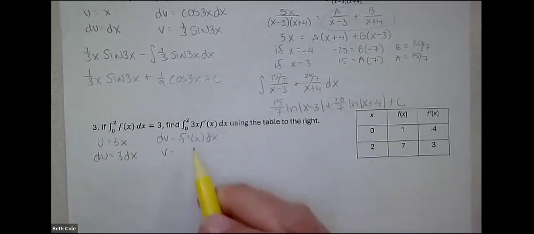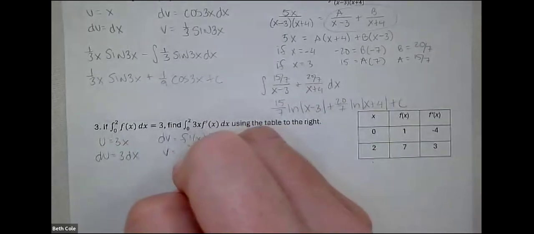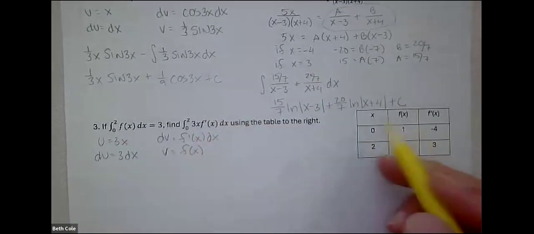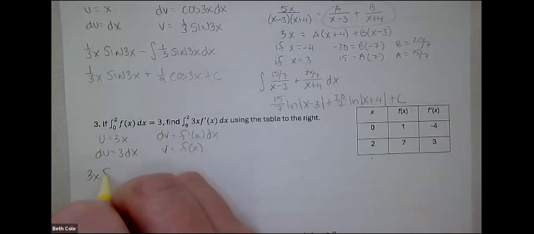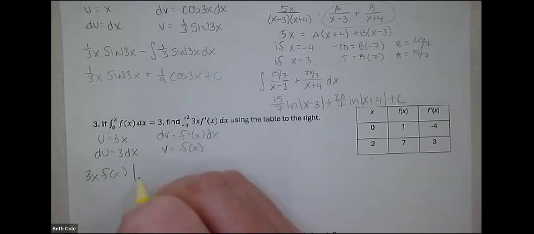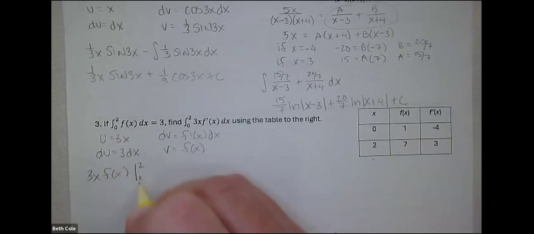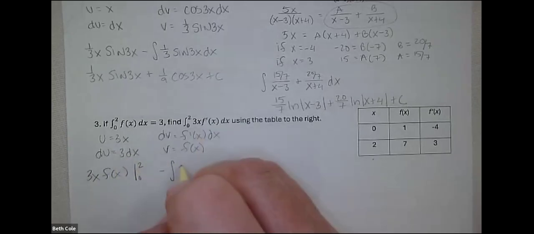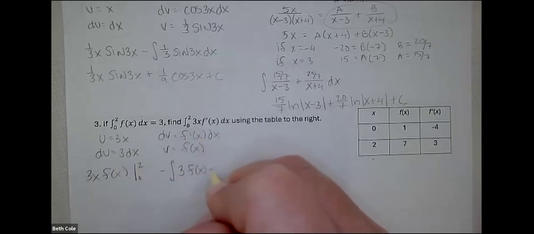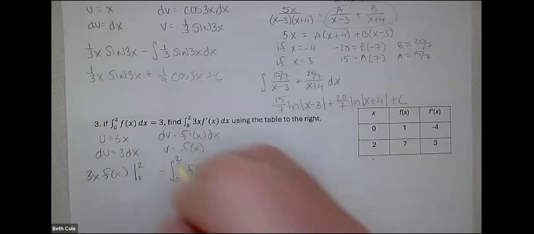When you do your antiderivative, since this is f prime, when you go backwards, you just get f of x, which is good because that's in the table. So if we multiply across this way, we're going to get 3x f of x such that 0 to 2. So that part's done. We're ready to evaluate it. This part's still in the integral. It's going to be 3 f of x dx, and my boundaries are 0 to 2.